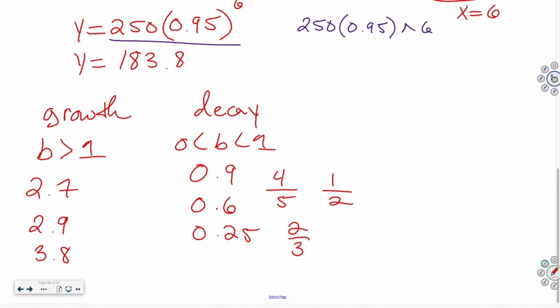Can you think of a fraction that will cause a growth? 6 over 5 will cause a growth. 4 over 3 would cause a growth. Cool. Alright.